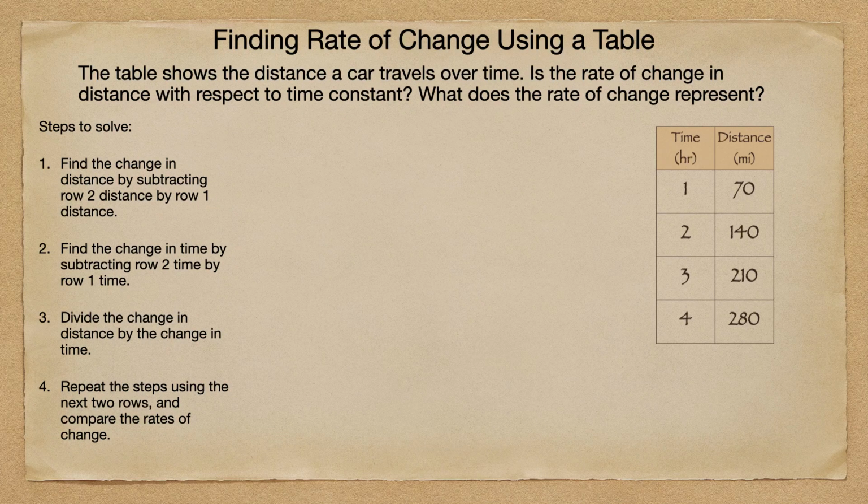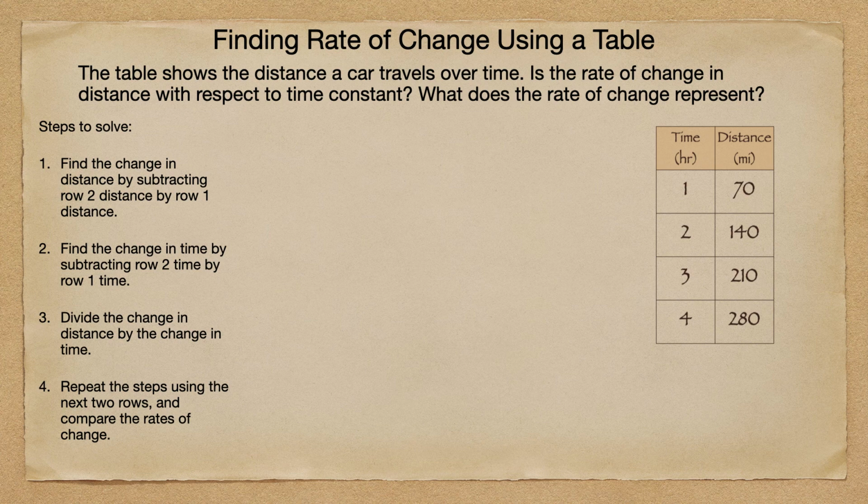Hey guys, today we're going to be finding rate of change using a table and finding slope in various situations. Let's begin with rate of change. Here the table shows the distance a car travels over time. Is the rate of change in distance with respect to time constant? What does the rate of change represent?